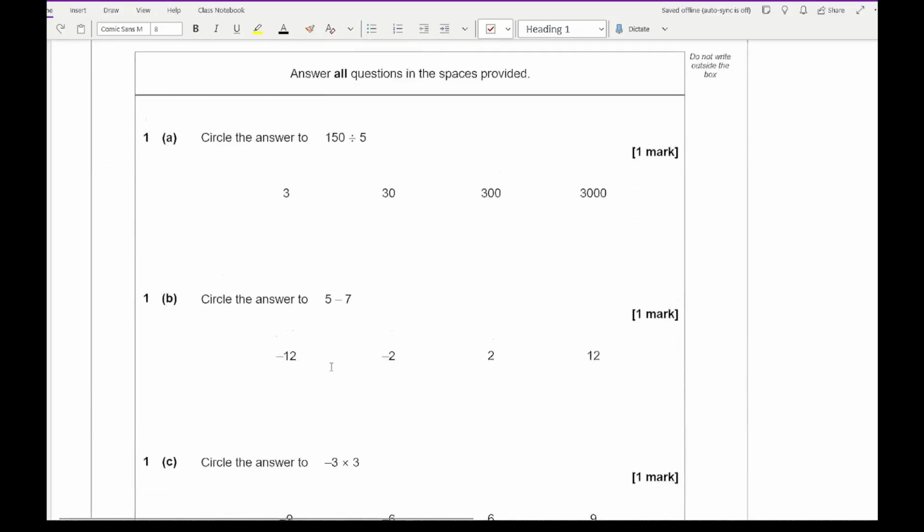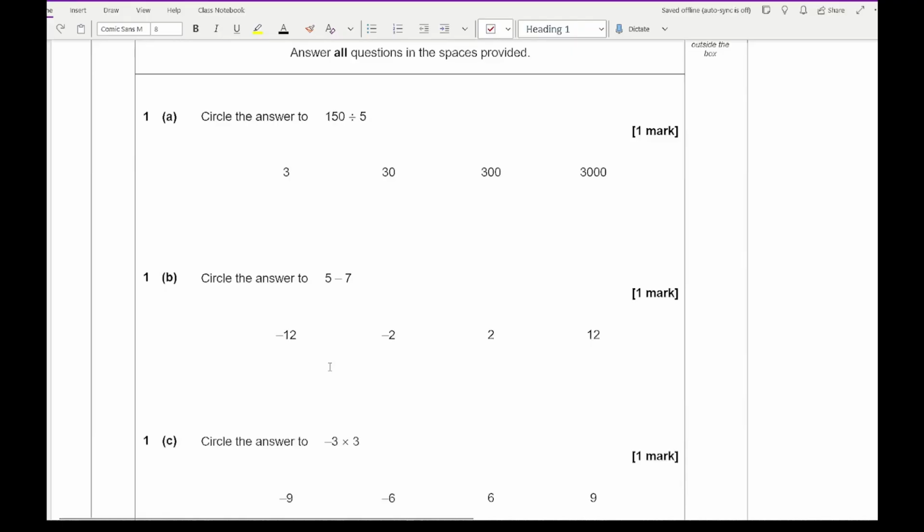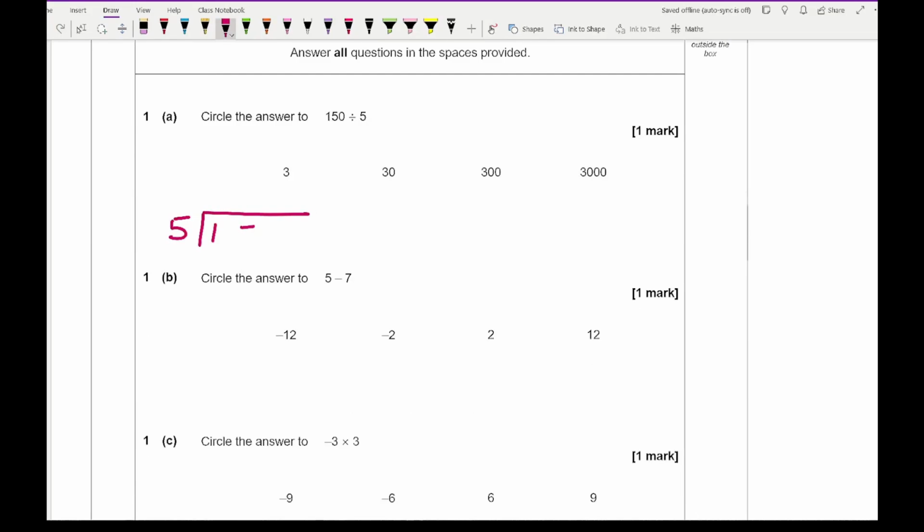So looking at question 1, it says circle the answer to 150 divided by 5. So again, if we do a bit of division, if I set up my bus stop, 5 goes outside, 150 goes inside, 5s into 1 goes 0, carry the 1, 5s into 15 go 3, 0, so the answer is our second one, which is 30.